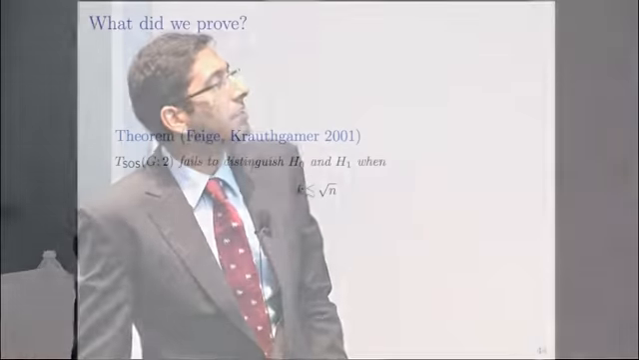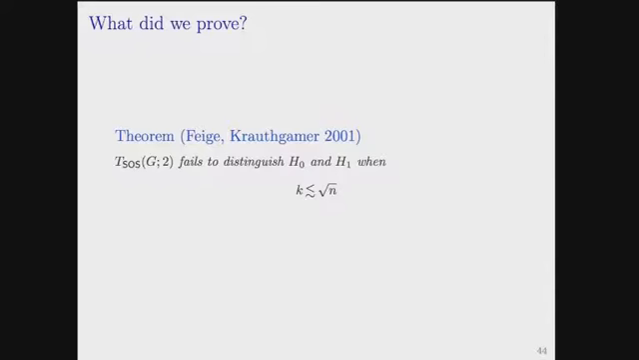Okay, so what did we really prove? We reproved the result by Feige and Krauthgamer in the early 2000s, which is that this test fails to distinguish between H0 and H1 when k is of order square root of n.